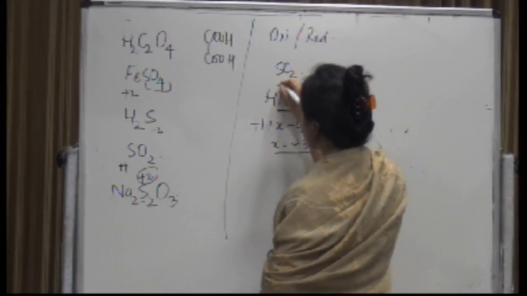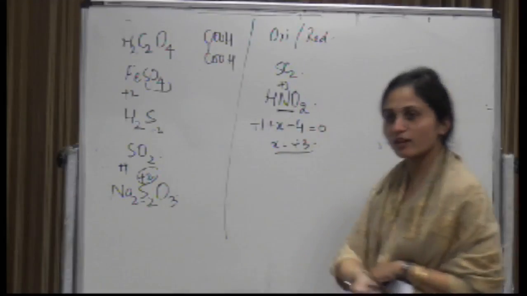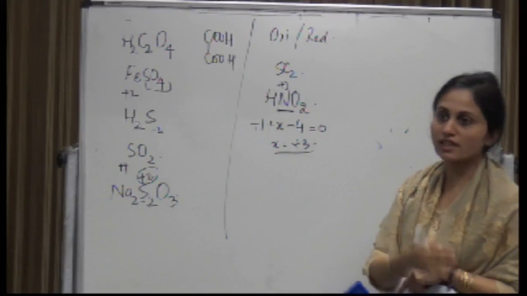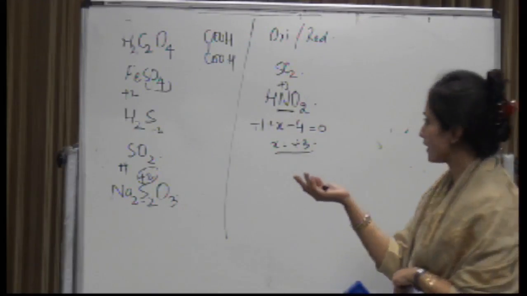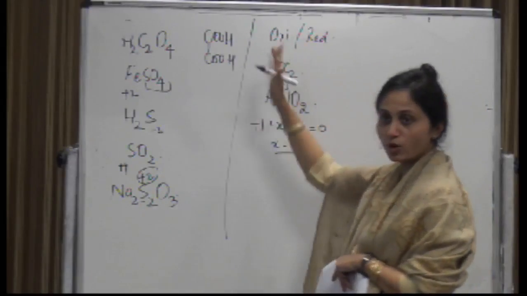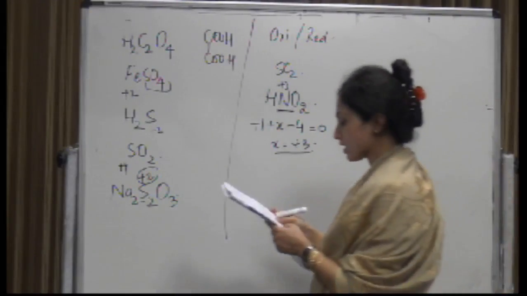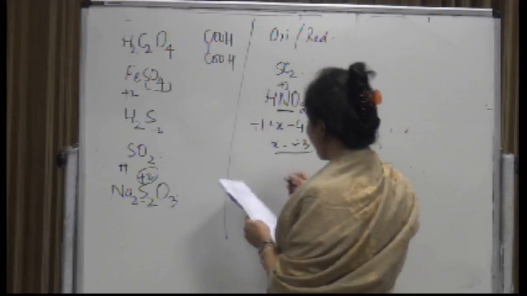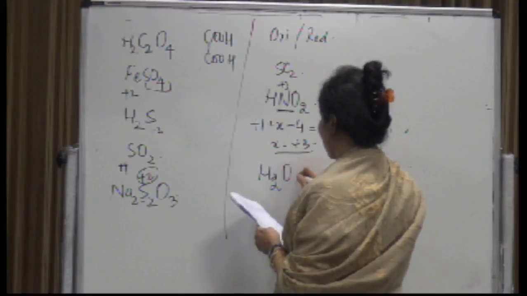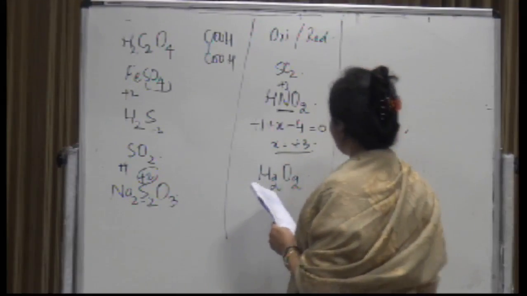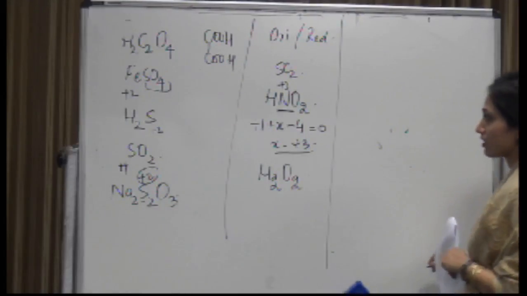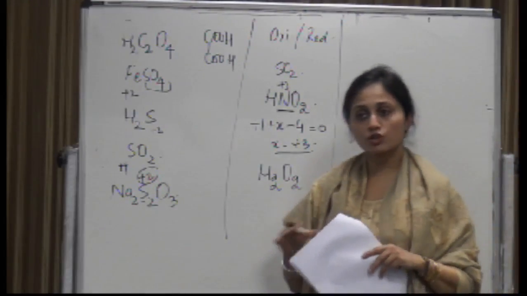The answer is +3. So from +3 it can either go to a lower oxidation state or it can go to a higher oxidation state. So it can act both as an oxidant as well as a reducing agent, reductant. Another one is H2O2 similarly. These can act both as an oxidizing agent as well as a reducing agent. So you just have to apply your mind.